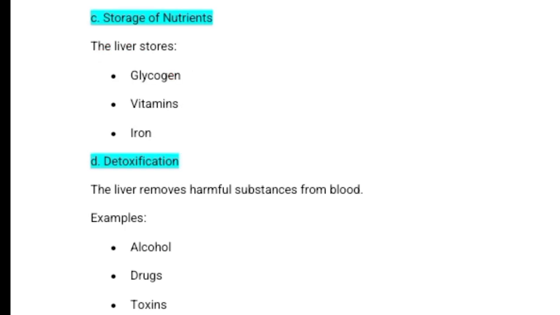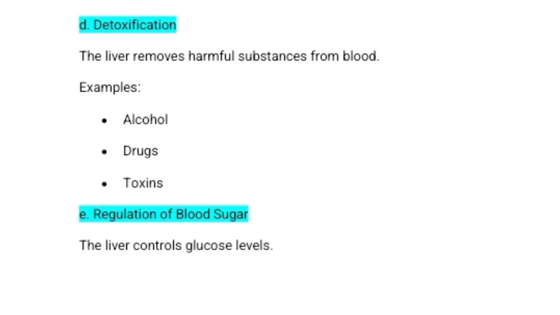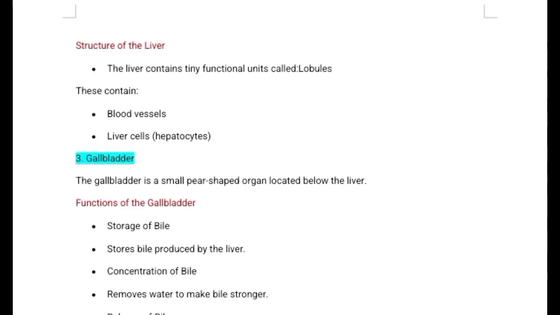C. Storage of nutrients. The liver stores glycogen, vitamins, iron. D. Detoxification. The liver removes harmful substances from blood. Examples: alcohol, drugs, toxins. E. Regulation of blood sugar. The liver controls glucose levels. Structure of the liver. The liver contains tiny functional units called lobules. These contain blood vessels, liver cells, hepatocytes.